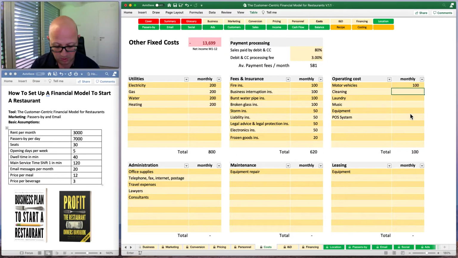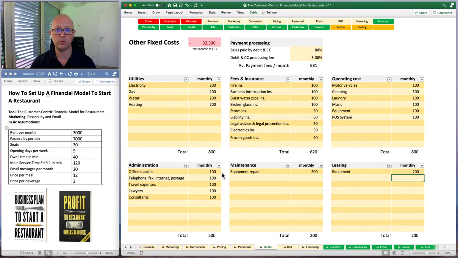Cleaning will probably be more. Laundry. Music, equipment, POS system. Office supplies, yeah, we will need some supplies. Telephone, travel expenses, lawyers, hopefully not so much. Consultants, probably a little bit. Equipment repair, there's always something to repair. Leasing for equipment, whatever. Okay, so we do have some operating costs. And we already turned red, but don't worry, this is just a first setup and we are not finished yet.